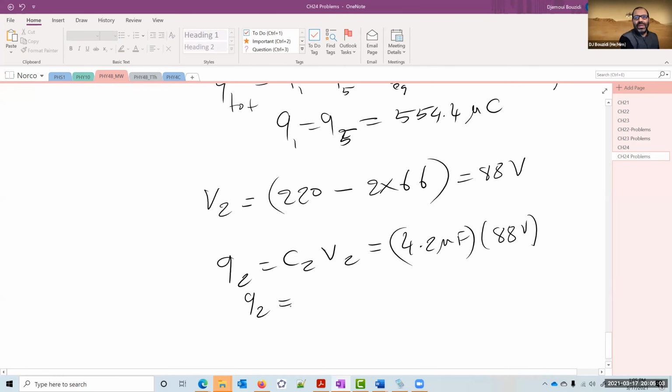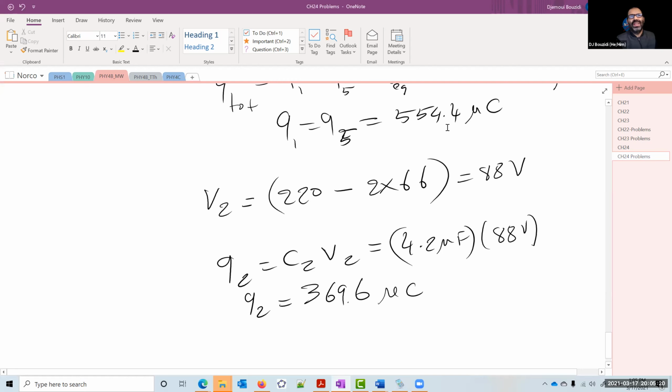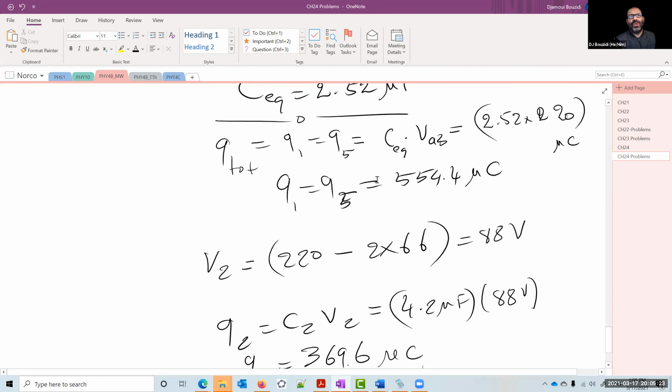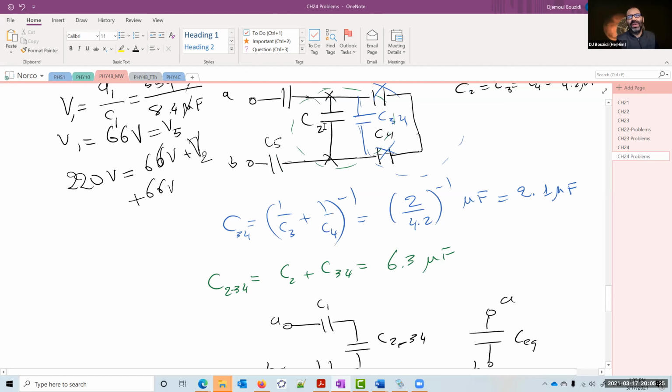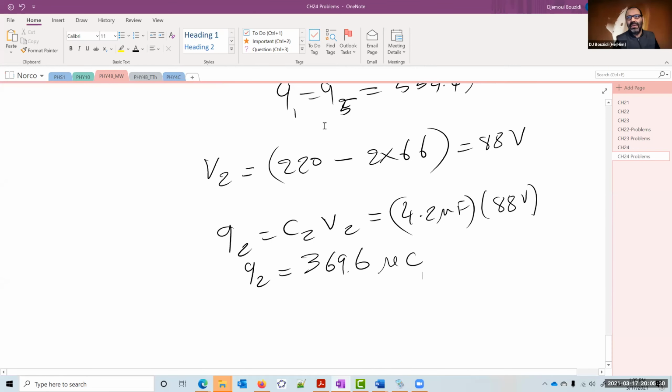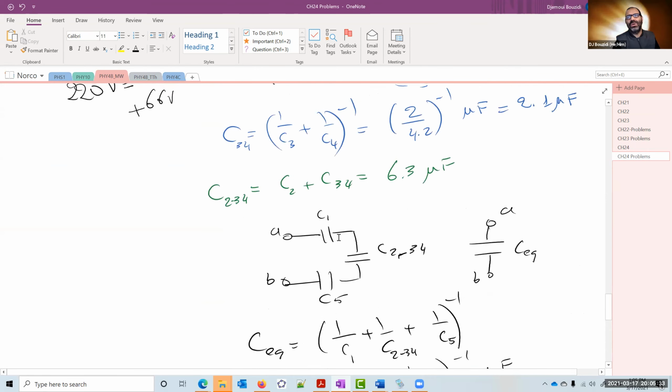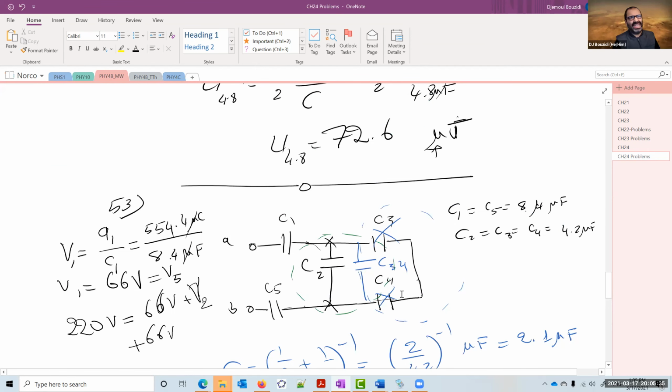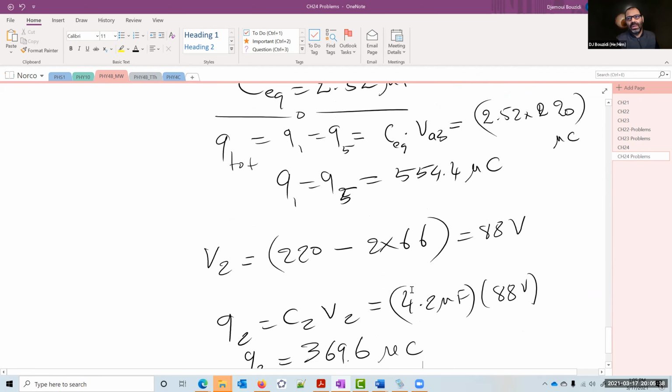So let's check that. Q2 is equal to 4.2 times 88. And sure enough, it's 369.6 microcoulombs. It's less than the 554. The 554 is sitting on both C1 and also C5. And only 369.6 is the one that is sitting on Q2. So how much is sitting on C3 and C4 at the same time is just the difference.